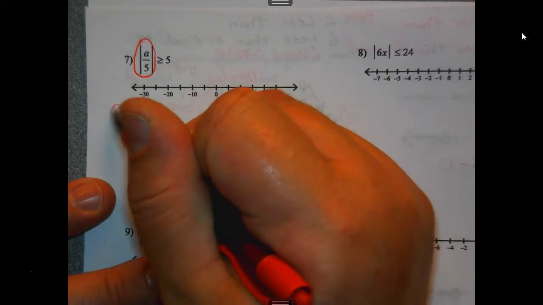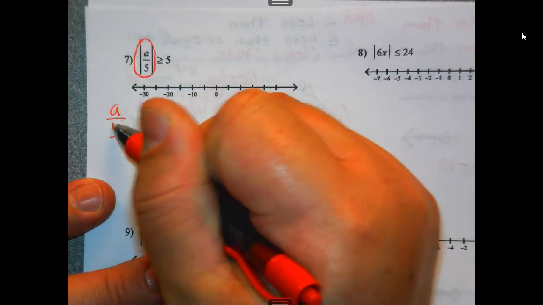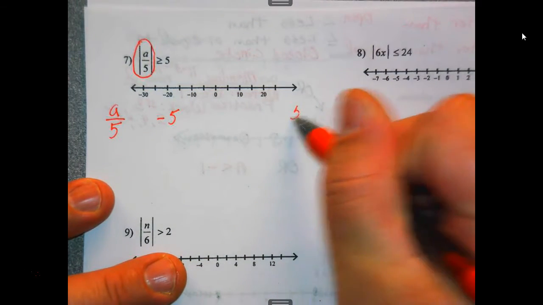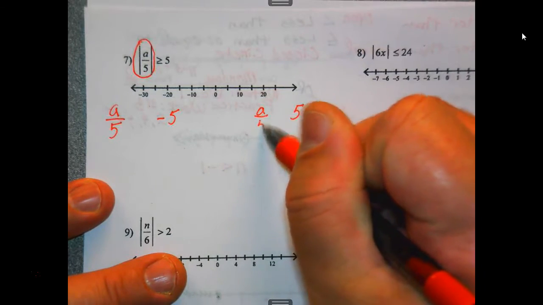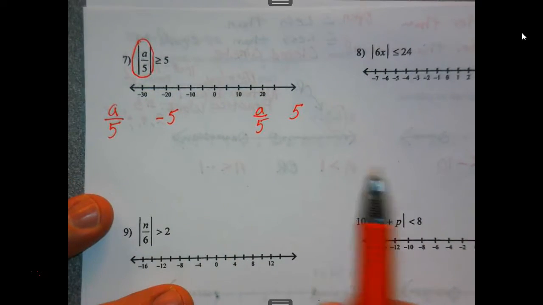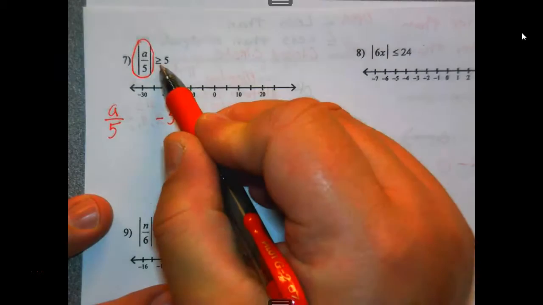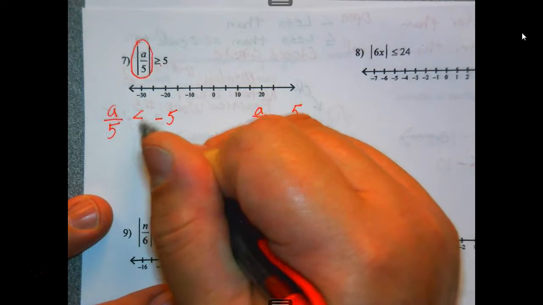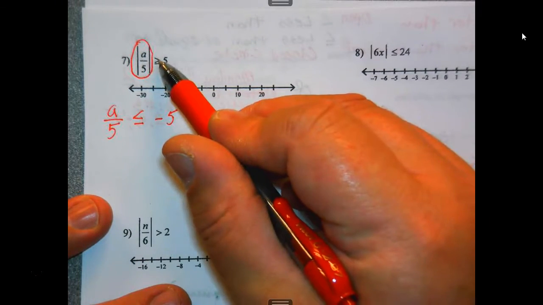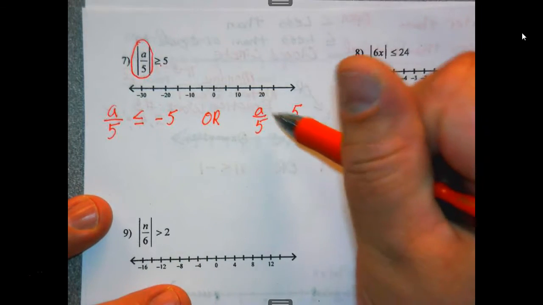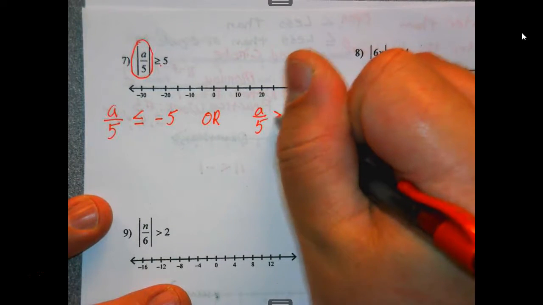All right, so I have A divided by 5. Now I'm going to put my -5 over here, okay? I'm going to put my +5 over here. So when I go to graph, my negative numbers are here, my positives are here. So I'm going to just flip this around a little bit. So I'm going from 5 to -5, so I have to flip the sign. This is an or problem because it's greater than, and everything stays the same on this side.